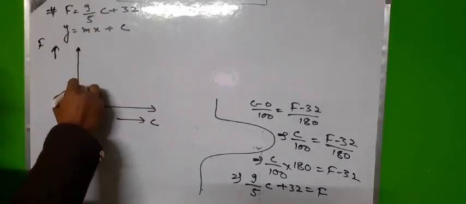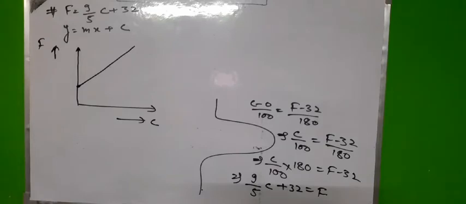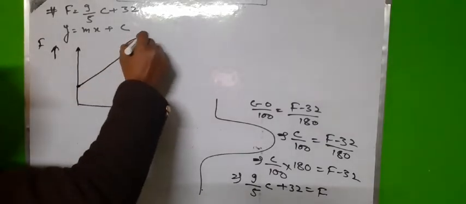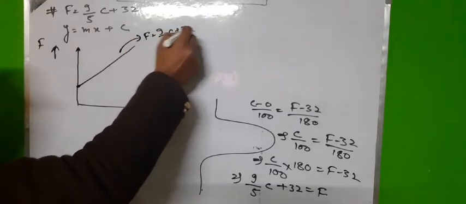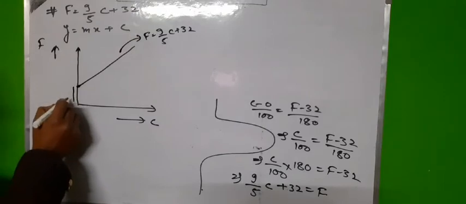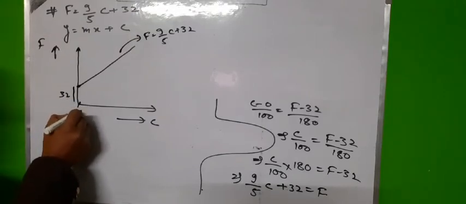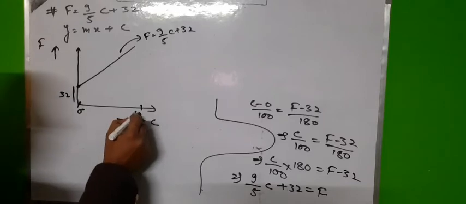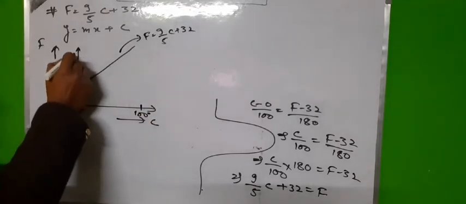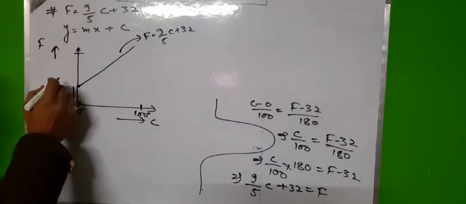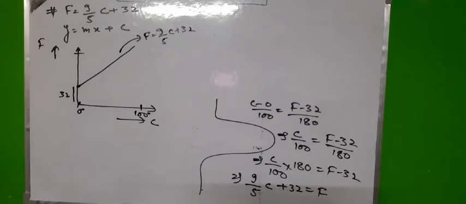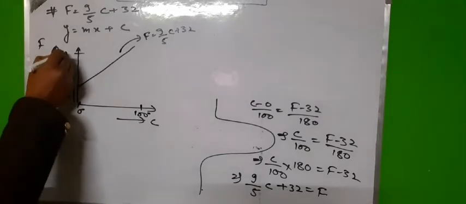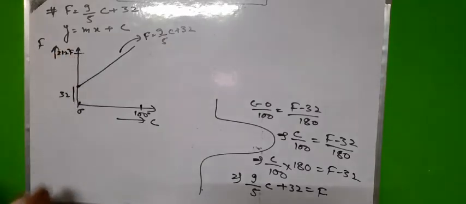So the graph of this equation is like that, and this graph shows F is equal to 9 by 5 C plus 32. This intercept is 32. This is 0 degree Celsius, this is 100 degree Celsius. From 32, the difference is 180. The upper fixed point is 212. This is 212 degree Fahrenheit.